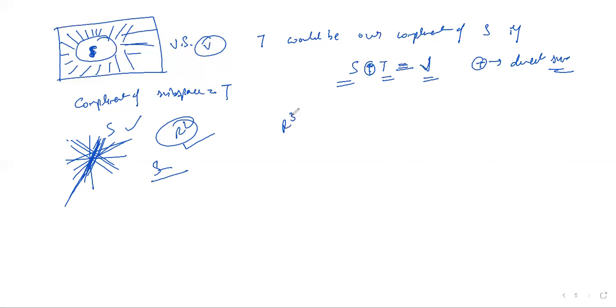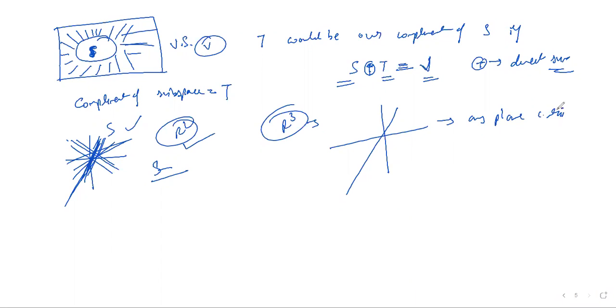Now if we see this in R cube format, in the three-dimensional space, let's say S is a line passing through the origin, then any plane containing the origin and not containing this S would be our complement. Let's say this is my S and this is my vector space, then except this S, all the others are my complement.